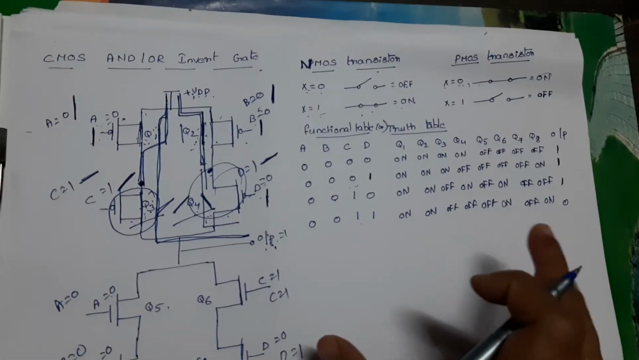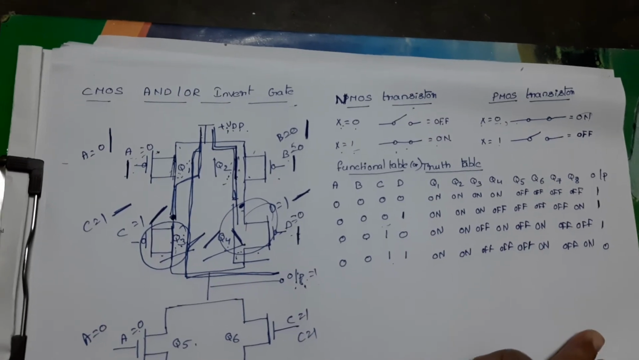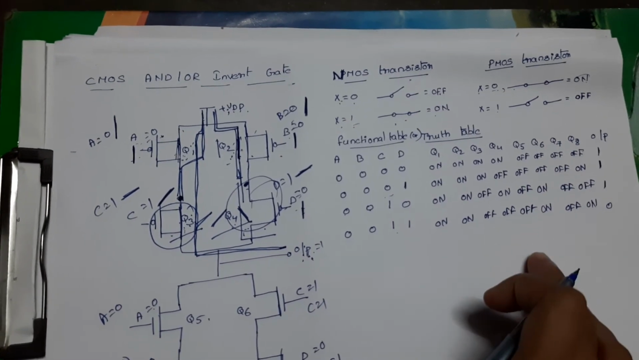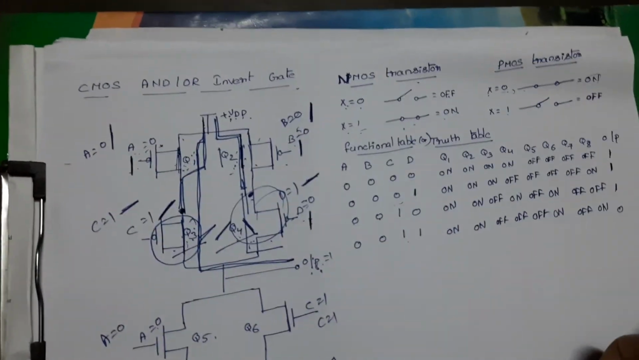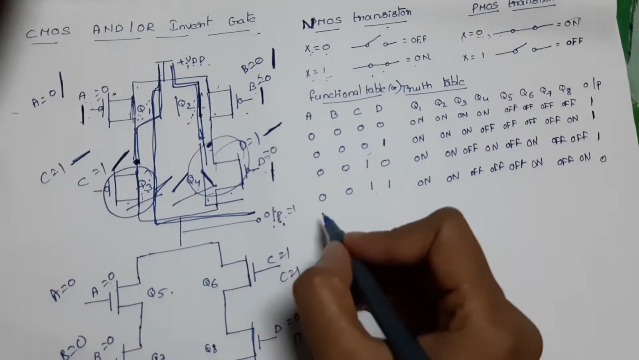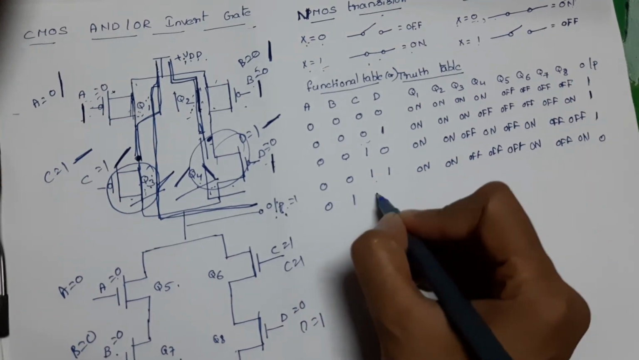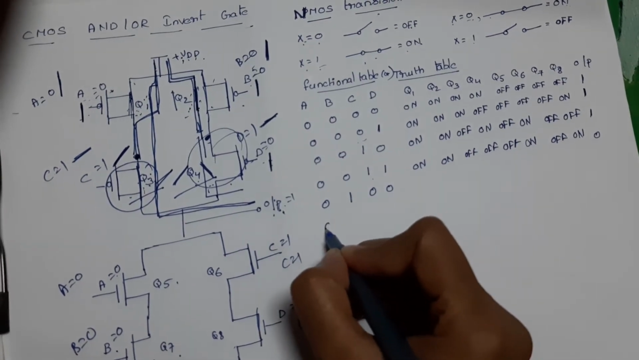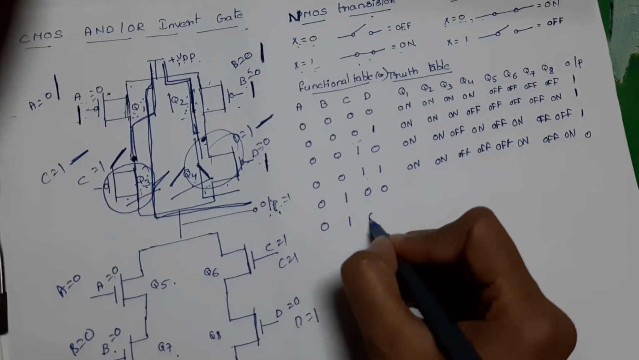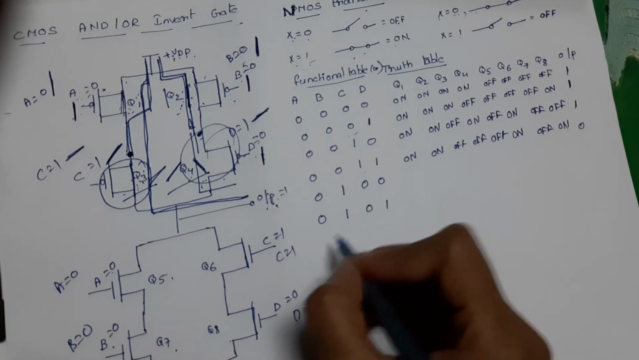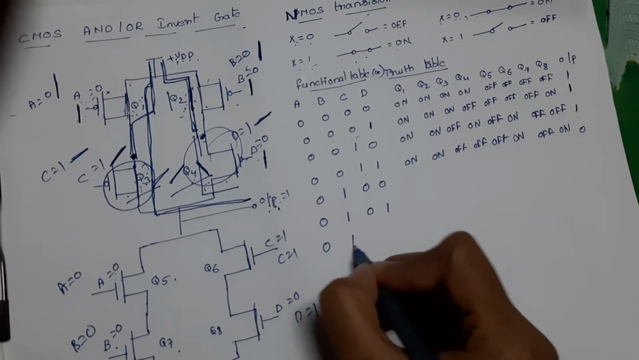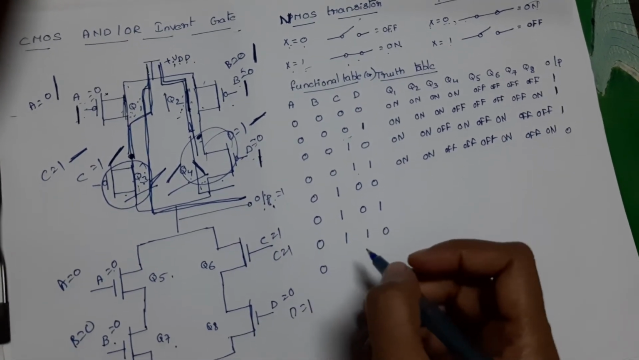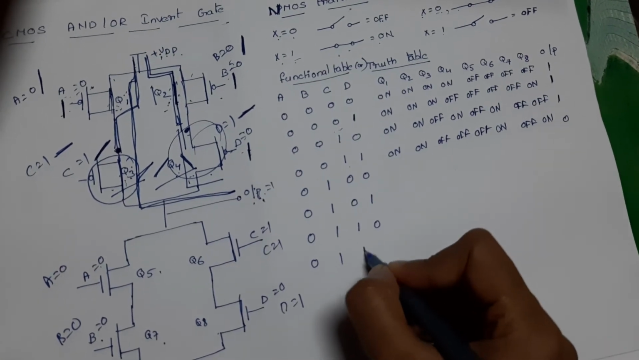Okay. So like this we can make the functional table for any type of circuit. So next input is 0, 1, 0, 0. Next input is 0, 1, 0, 1. Next input is 0, 1, 1, 0. Next input is 0, 1, 1, 1.